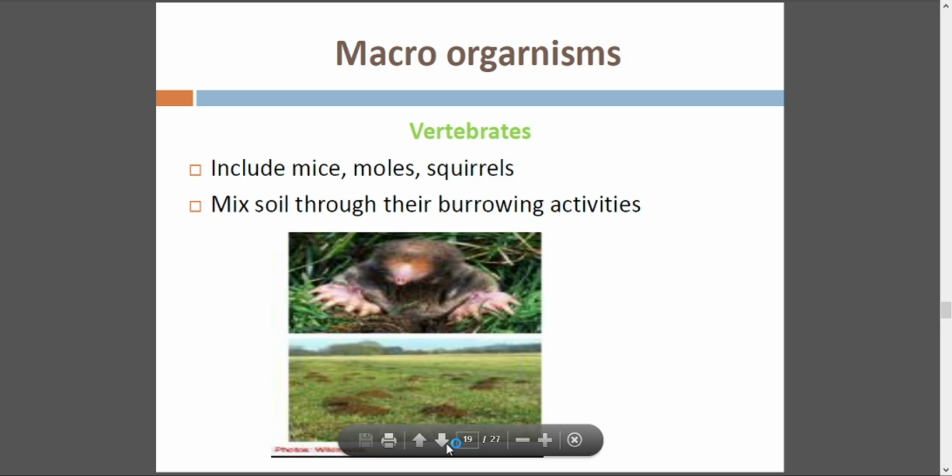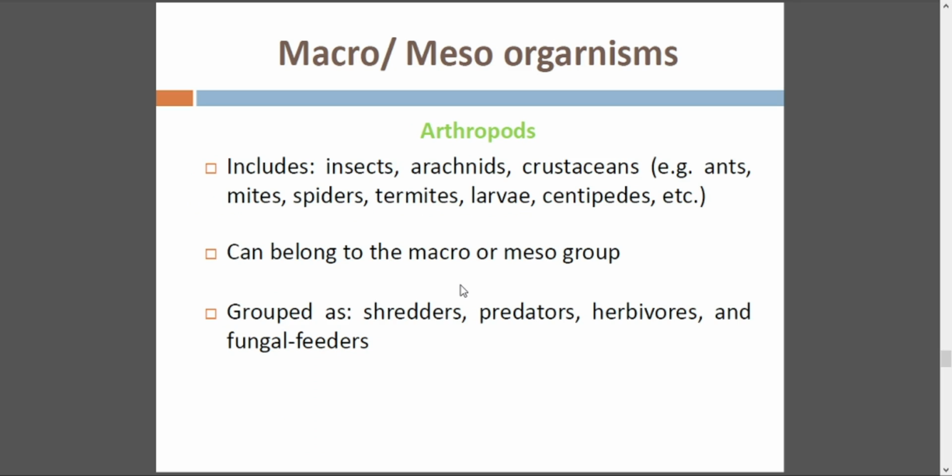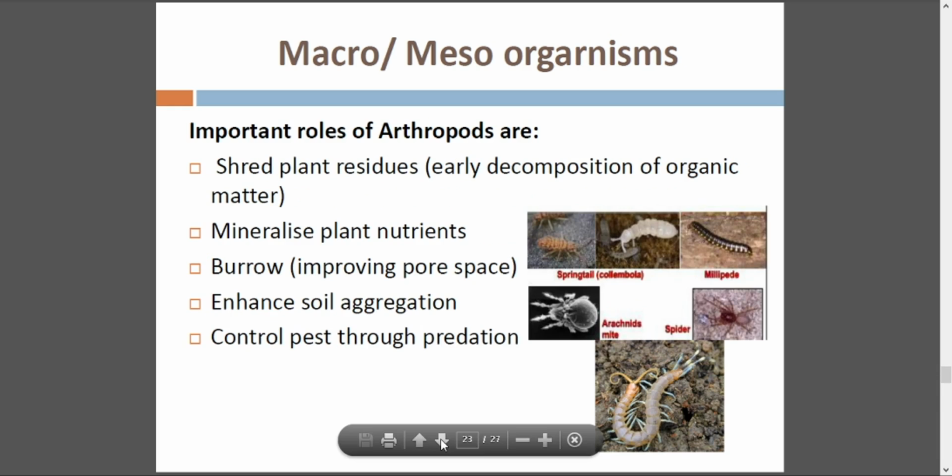We have arthropods, which include insects, arachnids, crustaceans, and so on. And these are normally grouped as shredders, predators, herbivores, and fungal feeders, as we saw in the food web. The importance of arthropods includes shredding plant residues, mineralizing plant nutrients, improving the pore space by burrowing in the soil, enhancing soil aggregation, and controlling pests through predation.